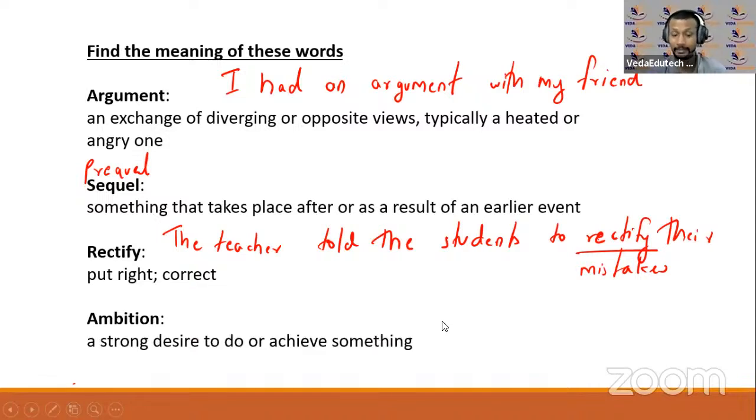Okay, great. Ambition, ठीक है, strong desire to do or achieve something. Ambition, dream, जो करने का मन करता है, आगे बहुत strong desire होता है, करने का मन जो होता है, जो आप achieve करना चाहते हैं, आप पाना चाहते हैं, that is known as ambition.